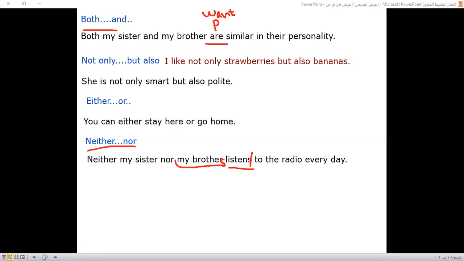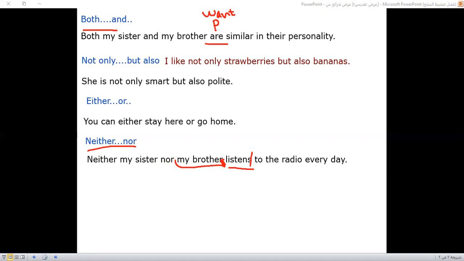So when do we actually put the S? Do you see, Ragad? Here we have my brother in your example. You said neither my sister nor my brother. So it's singular, my brother, right? Yes. That's why we said listens. Listens is the singular form in the present simple. Clear? I got it. Okay, good.